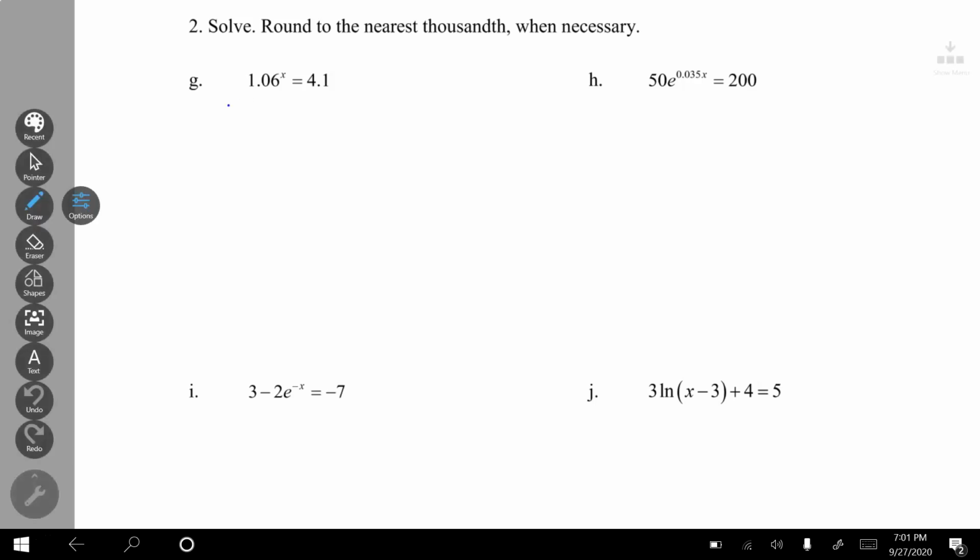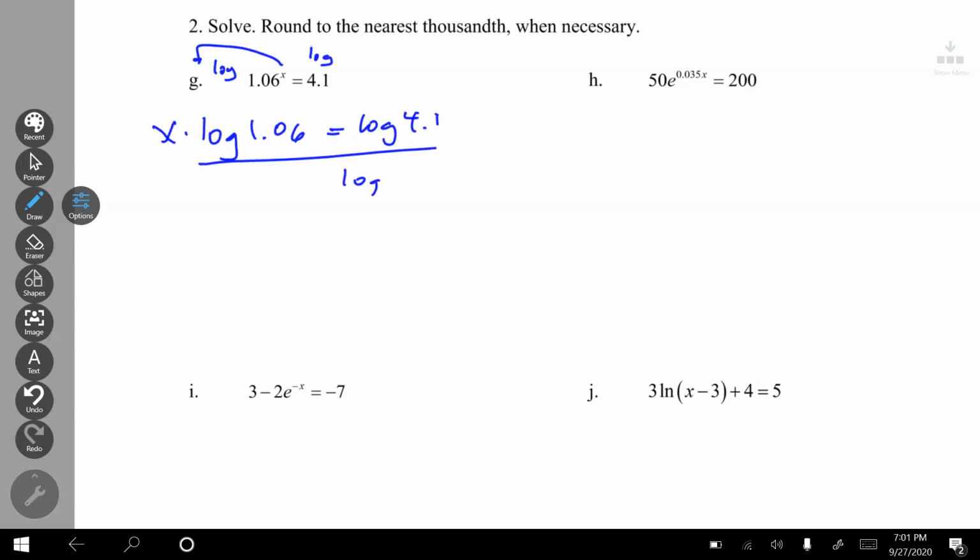So when I see this problem, I could take the log of both sides, and this x moves up front, so x times the log of 1.06 is equal to log of 4.1. I could divide by the log of 1.06. x equals log of 4.1 over the log of 1.06, which is about 24.215.